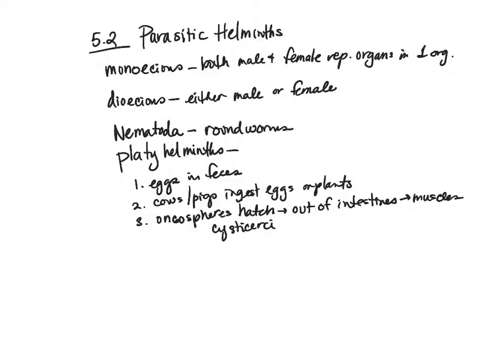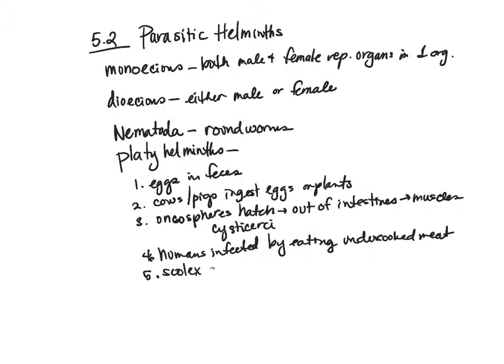And then the cysticerci are going to be ingested by humans. So humans are infected by eating undercooked meat. And then that scolex attaches to the intestines. And then adults in the intestines are going to detach those proglottids, which are the eggs. So then they detach the proglottids, creating more of them.